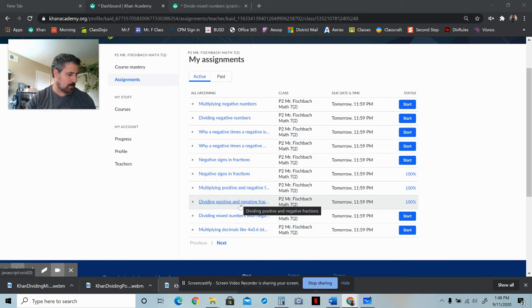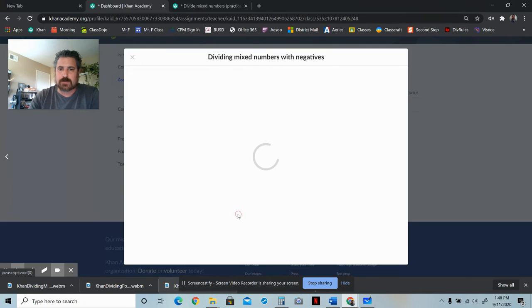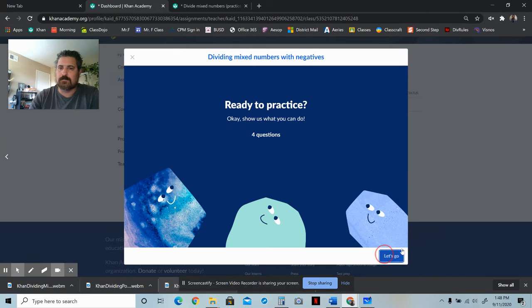This one is on dividing mixed numbers with negatives. Let's go through it and see how you guys can do it properly and carefully. All right, so there's dividing mixed numbers with negatives. Let's go.